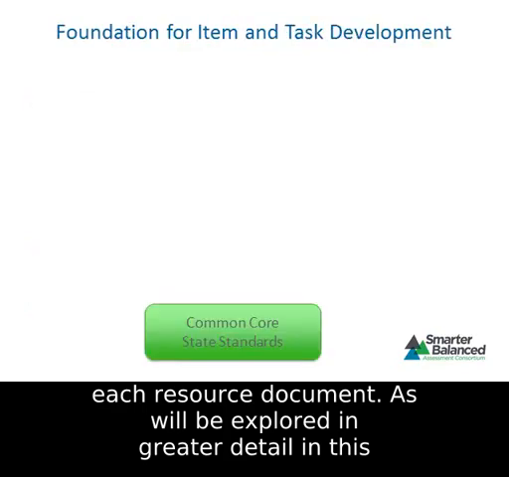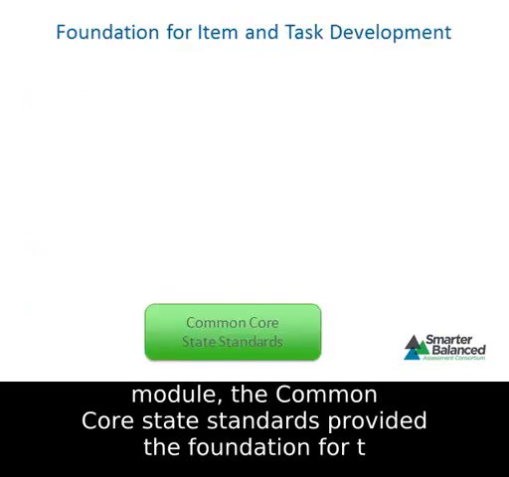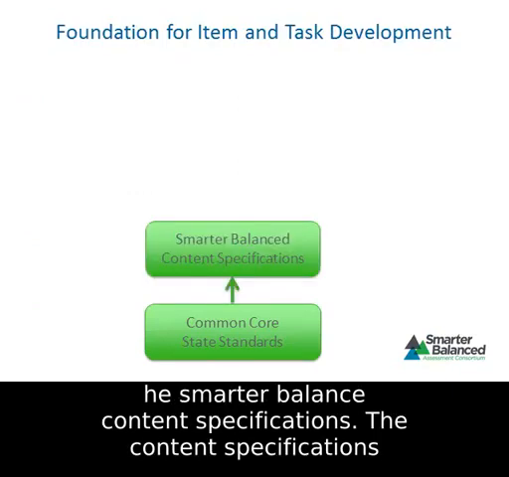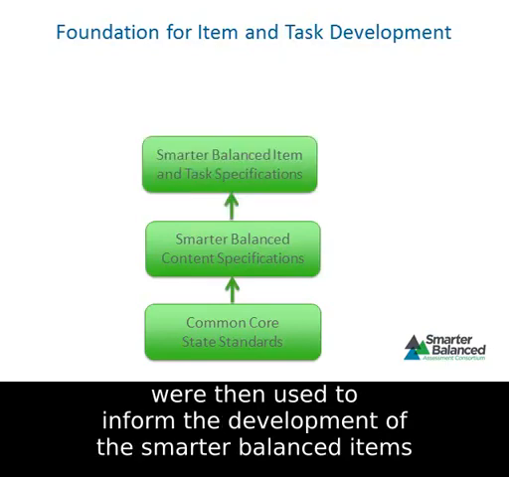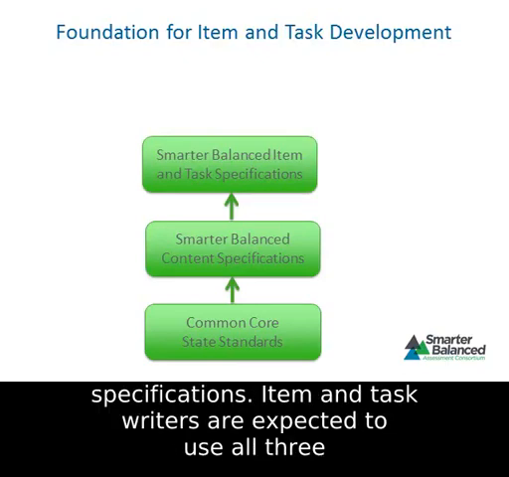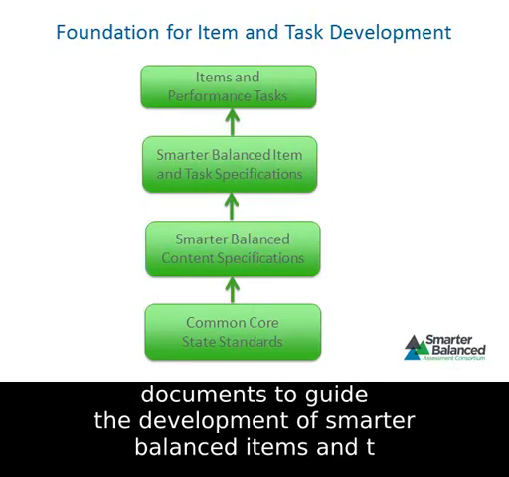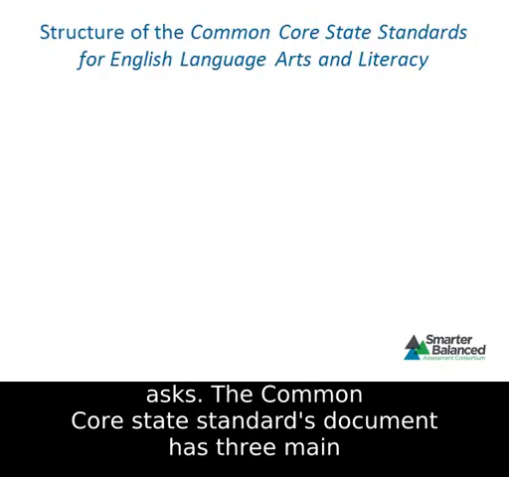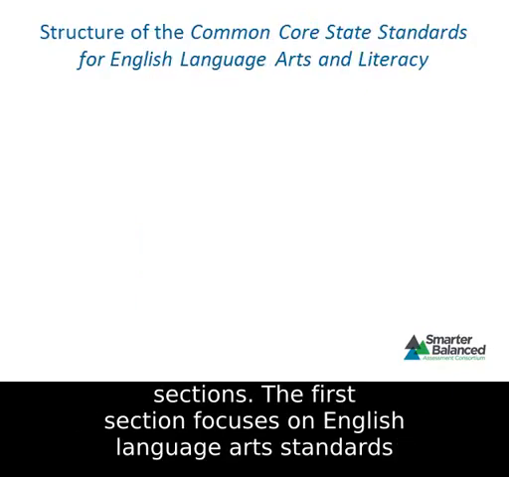As will be explored in greater detail in this module, the Common Core State Standards provided the foundation for the Smarter Balanced content specifications. The content specifications were then used to inform the development of the Smarter Balanced item specifications. Item and task writers are expected to use all three documents to guide the development of Smarter Balanced items and tasks. The Common Core State Standards document has three main sections.